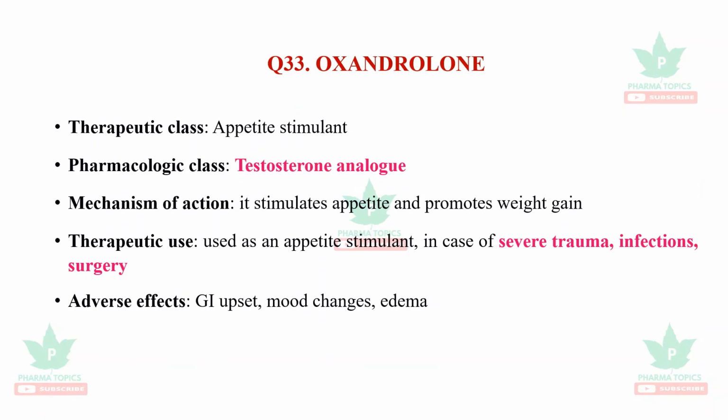Question number 33 is a short note on oxandrolone. It's a testosterone analog used as an appetite stimulant. It stimulates appetite, promotes weight gain, and is useful in cases of severe trauma, infections, and surgery. It can cause GI upset, mood changes, and edema.